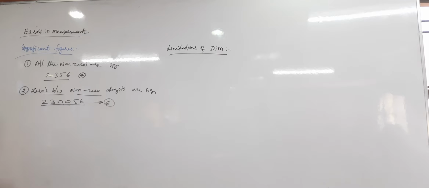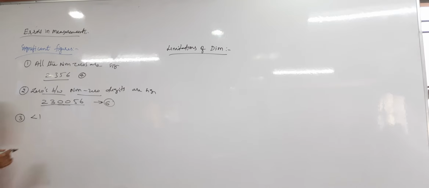6 significant figures. For example, if I say decimal values, whenever I get a decimal value that is less than 1, whatever the measurement, for example I have measured something on a balance, I am just measuring 2 grams like that.